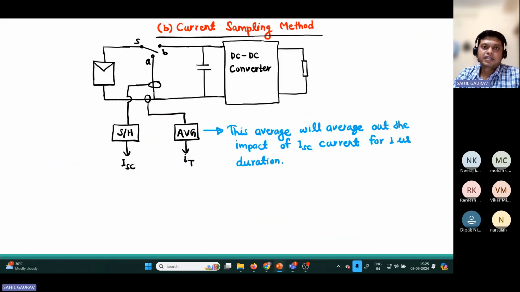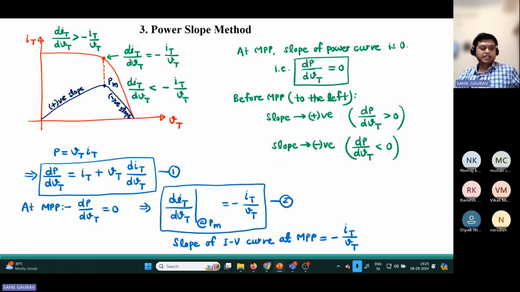So let us come to the third method, that is the power slope method. Here we are going to use the slope of the power curve. The concept behind this power slope method is that we use the slope of the power curve, and if you see this slope at the MPP point, it is 0.